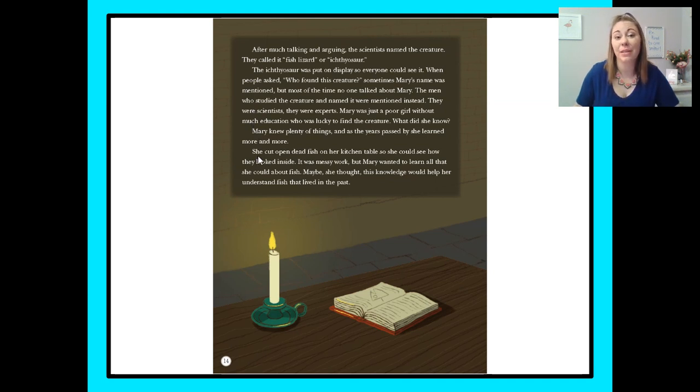The question asks me to reread the second paragraph only. So I only need to reread this paragraph, this section right here. I don't have to read the whole page.